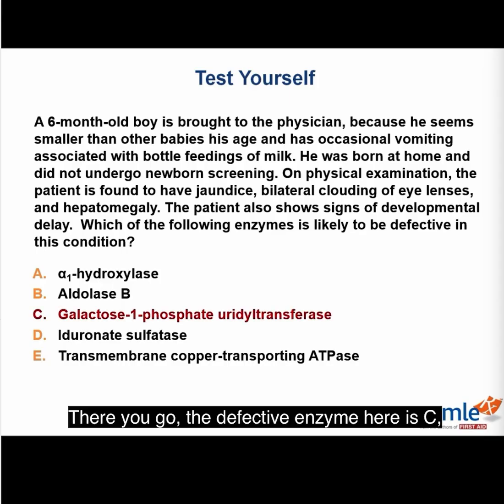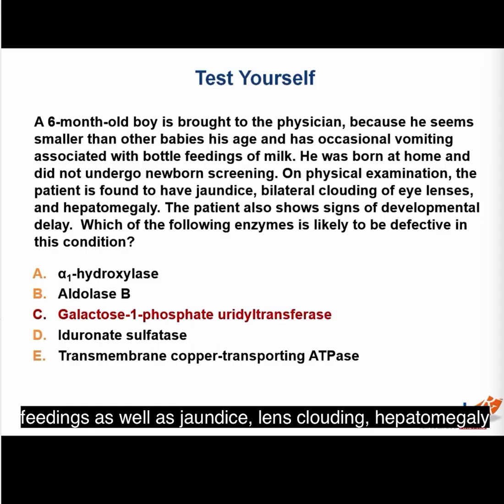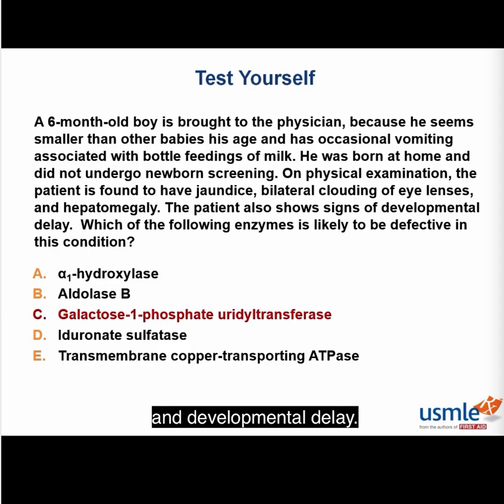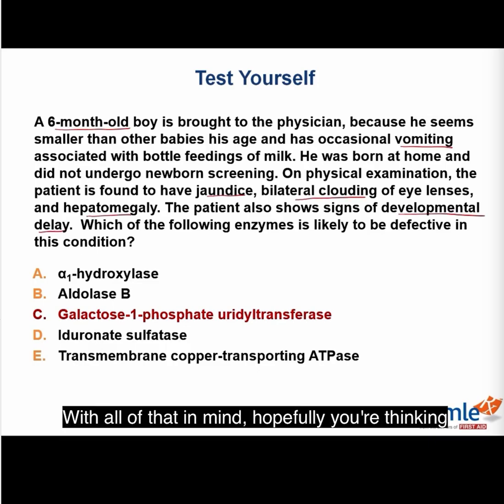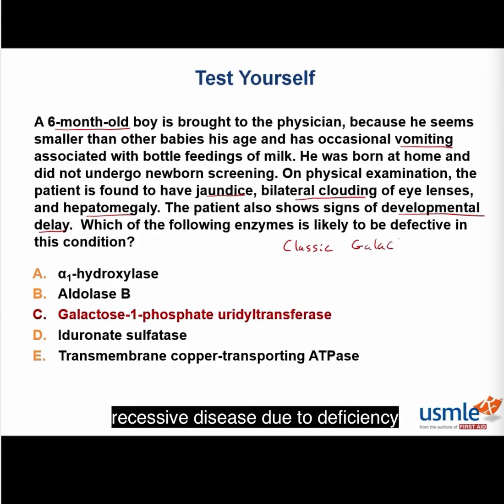There you go. The defective enzyme here is C, galactose 1-phosphate uridyl-transferase. The question prompt here gives us all the information we need to figure this one out. Here we have a 6-month-old with vomiting after bottle feedings, as well as jaundice, lens clouding, hepatomegaly, and developmental delay. With all of that in mind, hopefully you're thinking of classic galactosemia, which is an autosomal recessive disease due to deficiency in galactose 1-phosphate uridyl-transferase.